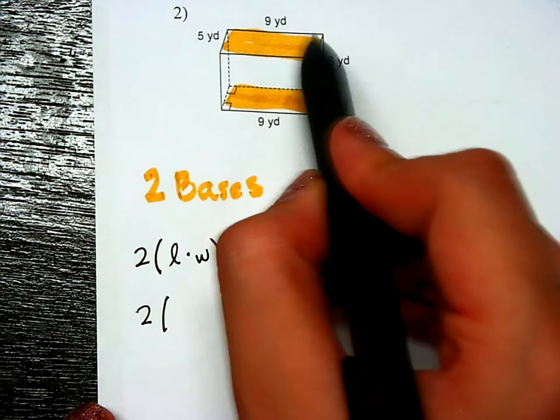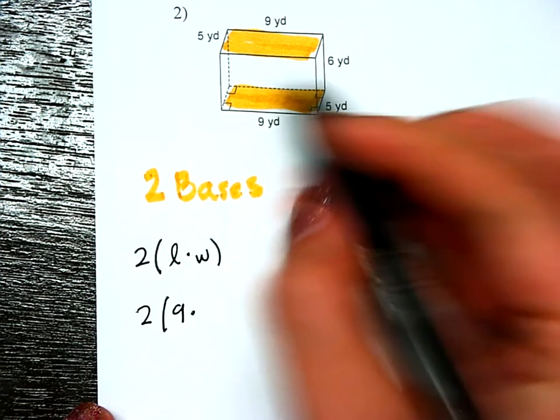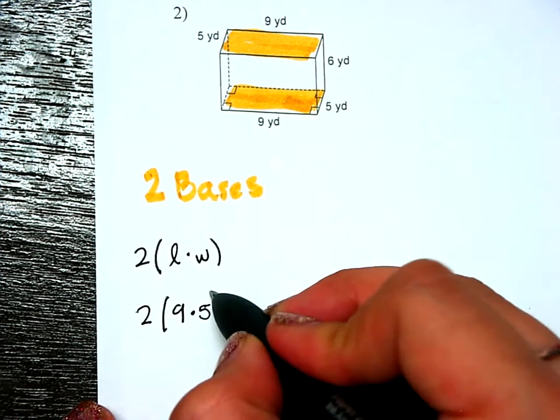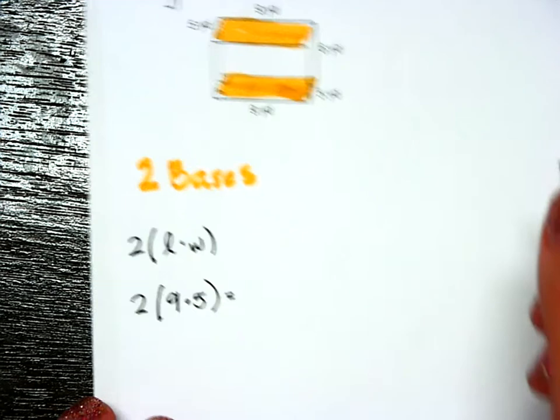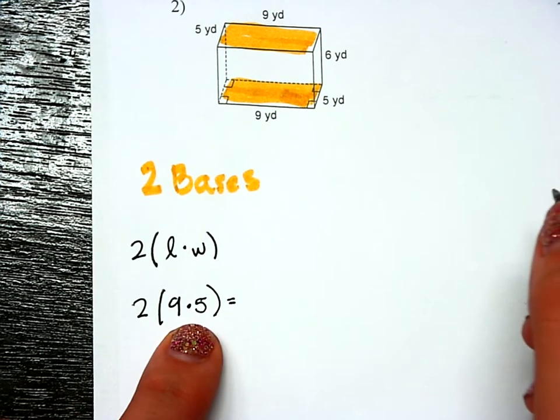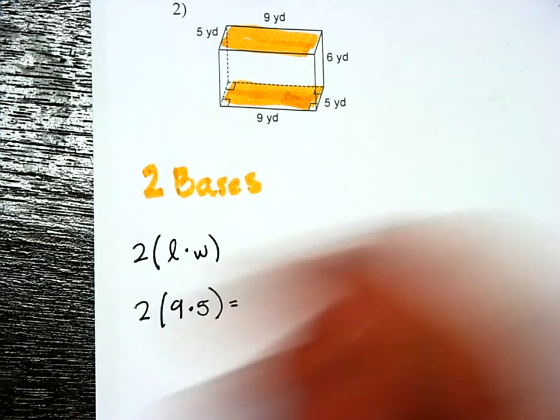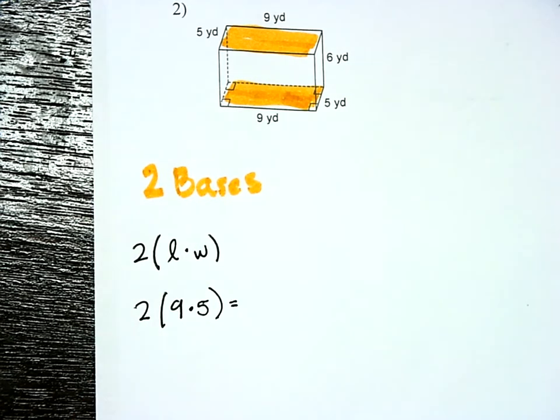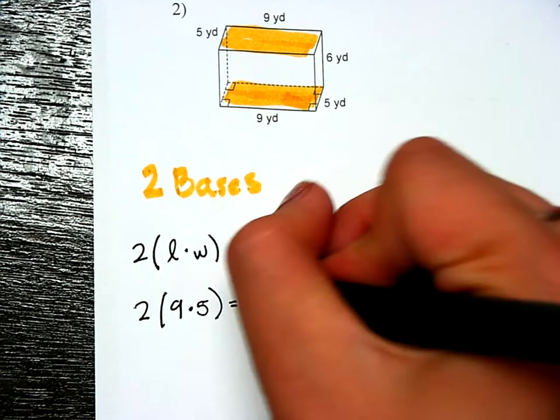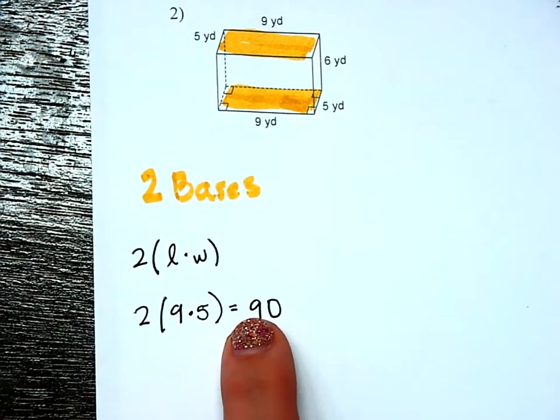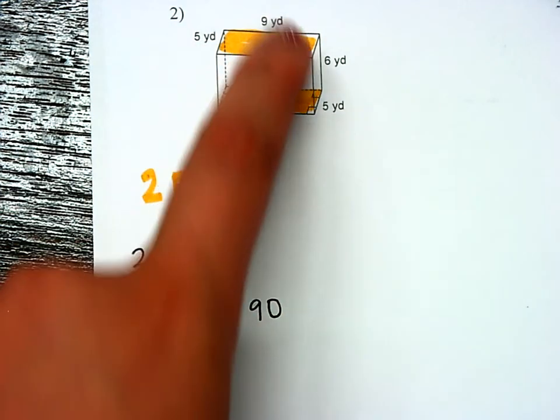Well, the length is 9, and the width is 5. So when I find that value, 9 times 5, that's 45, and then times 2. Okay, so we've got 9 times 5 times 2, and our total is 90. Now that's not the surface area. We've only found the two bases so far.